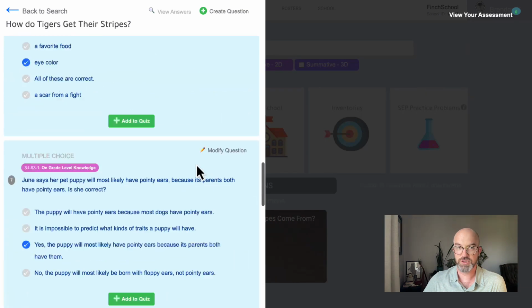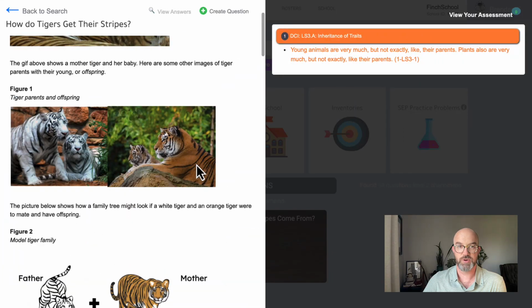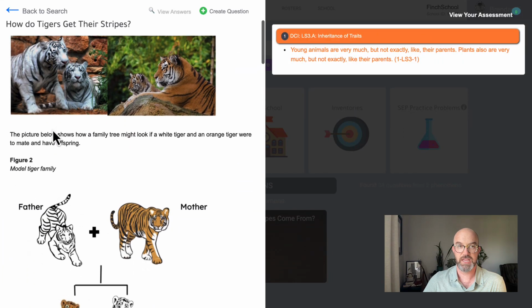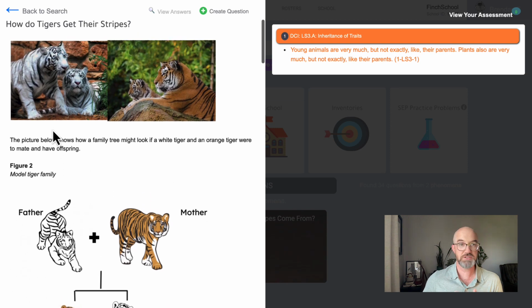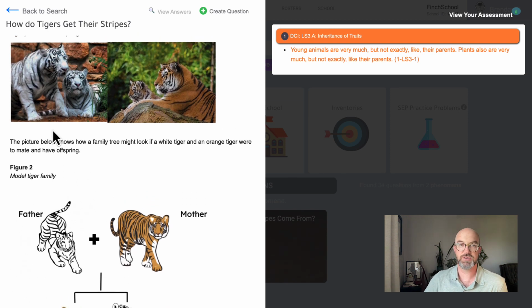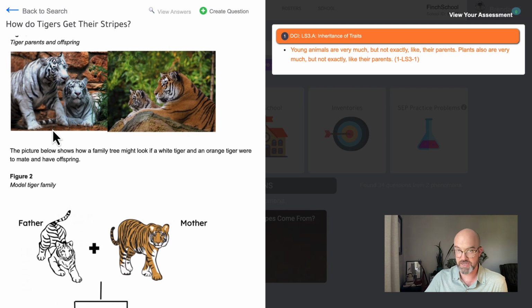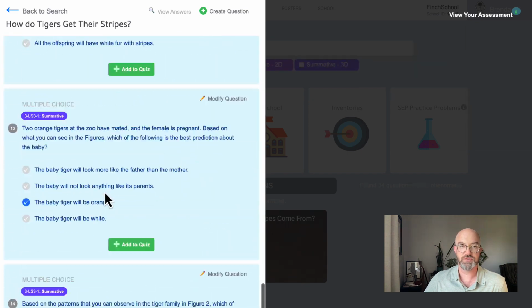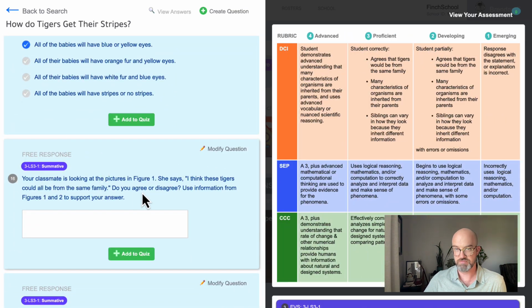We're looking at the information up here, where students look at figure 1 and figure 2. And the theory is that these tigers are all in the same family. So they need to pull information from their analysis of this phenomenon and the data that we give them, their understanding of patterns, and also how traits are inherited from parents to offspring, or from parents to children. For this question, we asked teachers to grade students on the DCI, the SEP, and the cross-cutting concept independently.